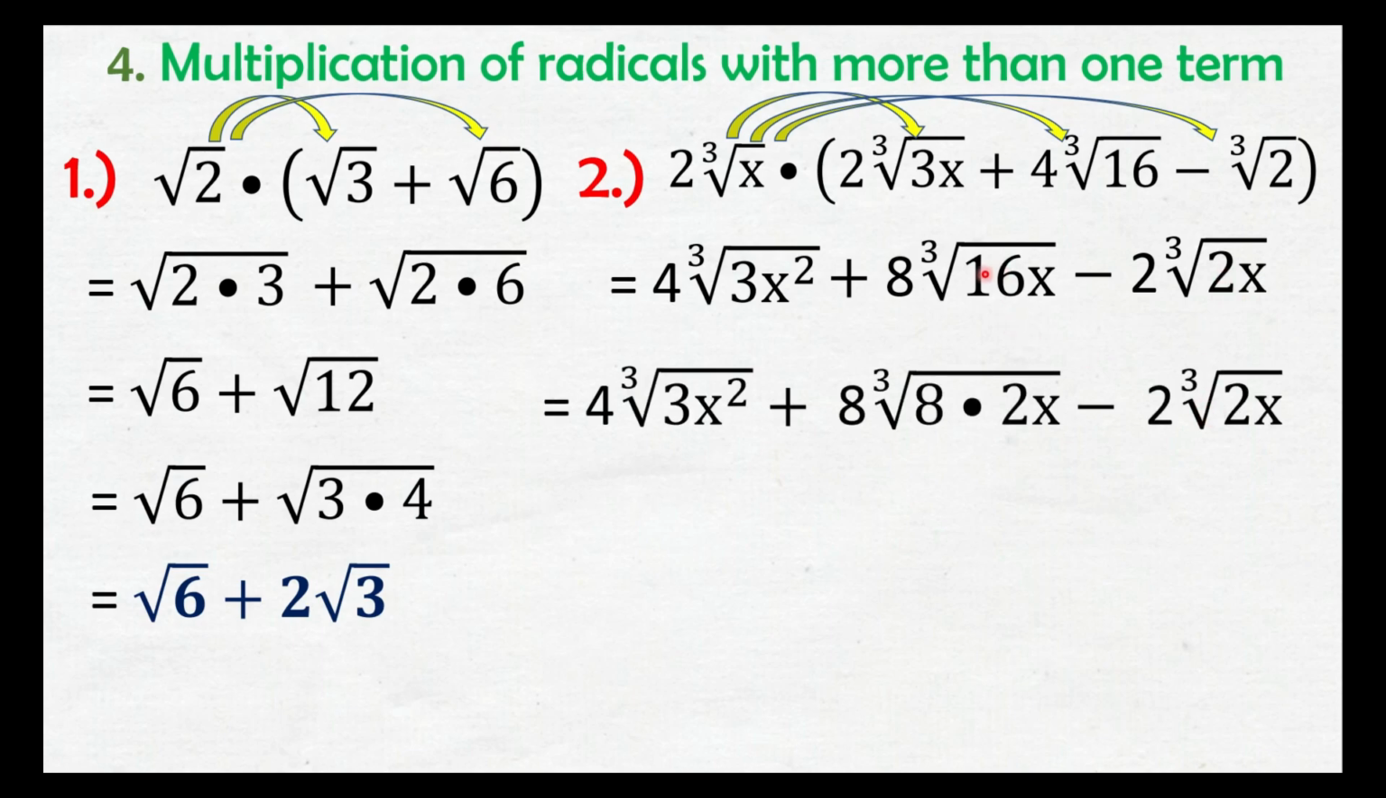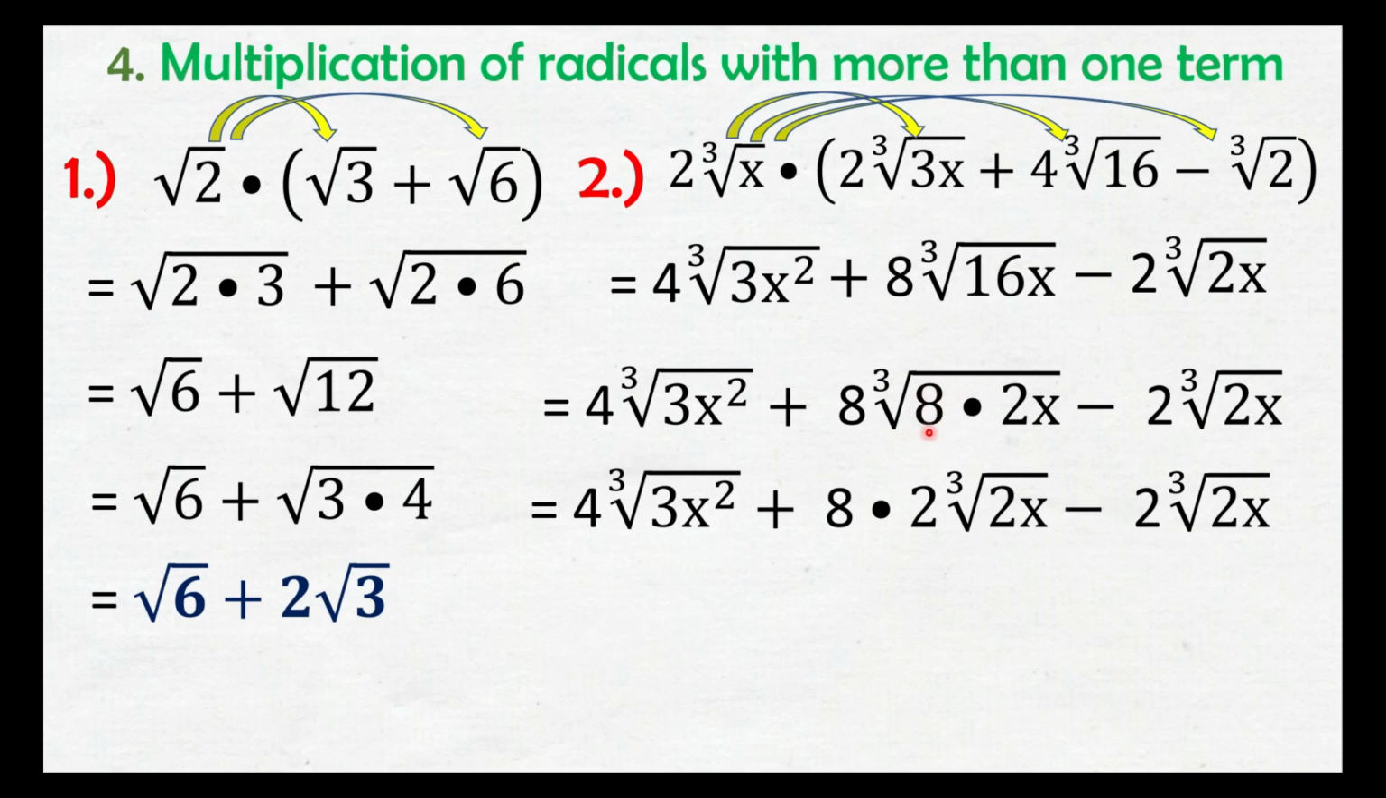And then, si 16 kasi hindi siya perfect cube, di ba? Pero meron siyang factor na perfect cube. Kaya finactor ko siya dito as 8 times 2. So, 8 times 2, that is 16. Si 8 ay perfect cube, kaya malalabas natin si 8 sa loob ng radical sign.